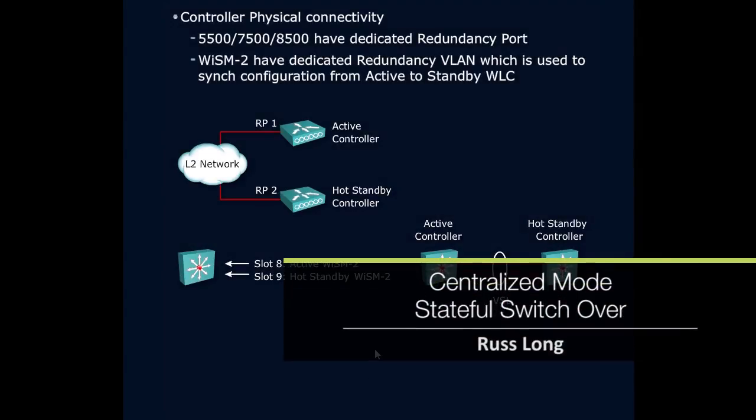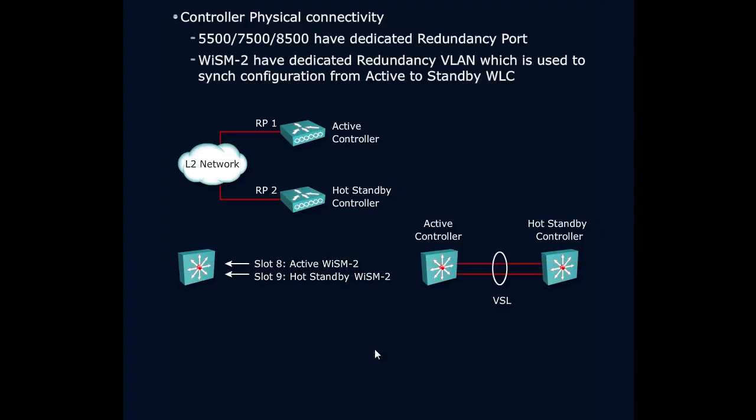So let's look at some of this physical connectivity that takes place on that redundancy port. Some of that process that we talked about for 8.0, let's talk about it. First off, 5500, 7500, and 8500 have that dedicated redundancy port I had mentioned. This redundancy port is used for the configuration of the wireless LAN controllers, the sharing of configurations between active and standby.